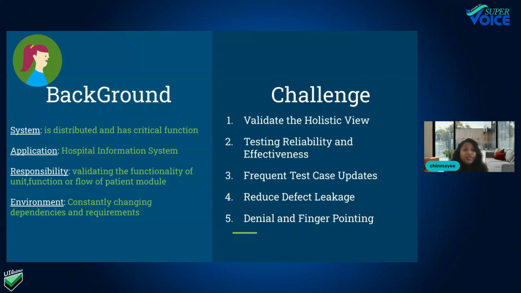And because of that, there has been a constant denial and finger pointing. Denial, because no one wants to take the accountability of the bugs that have leaked. And because of that, the finger pointing culture has little bit crept into the ecosystem. So now let's understand what exactly Emily did to tackle this challenge.